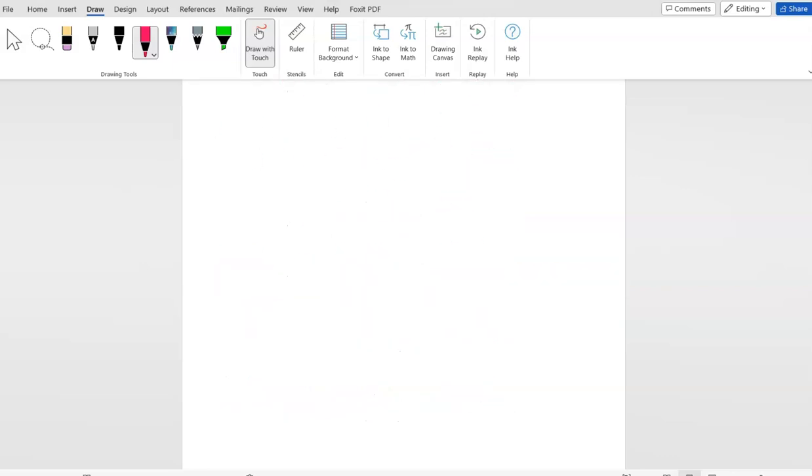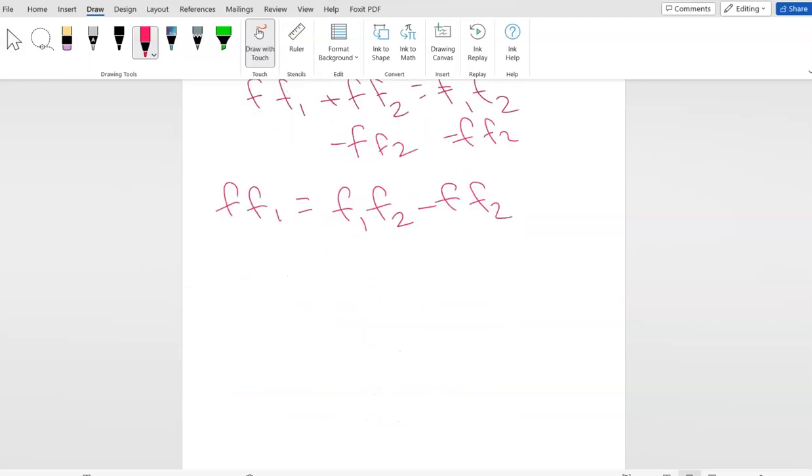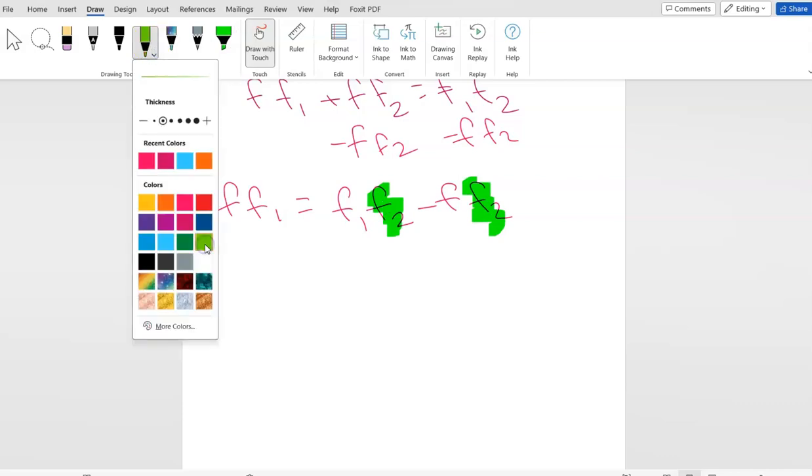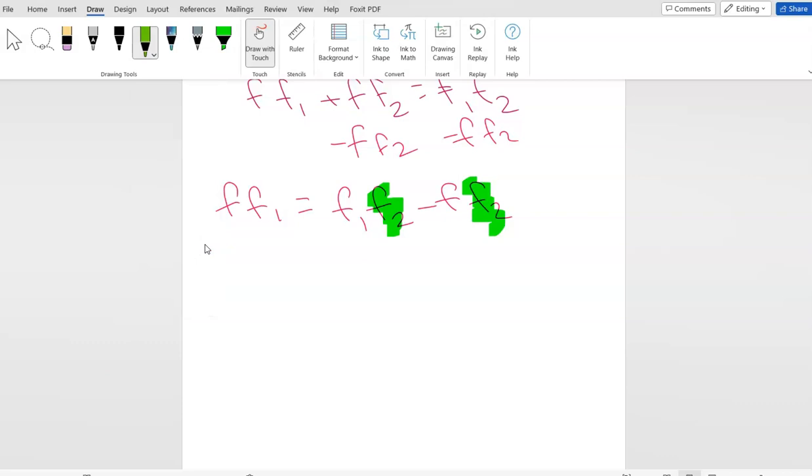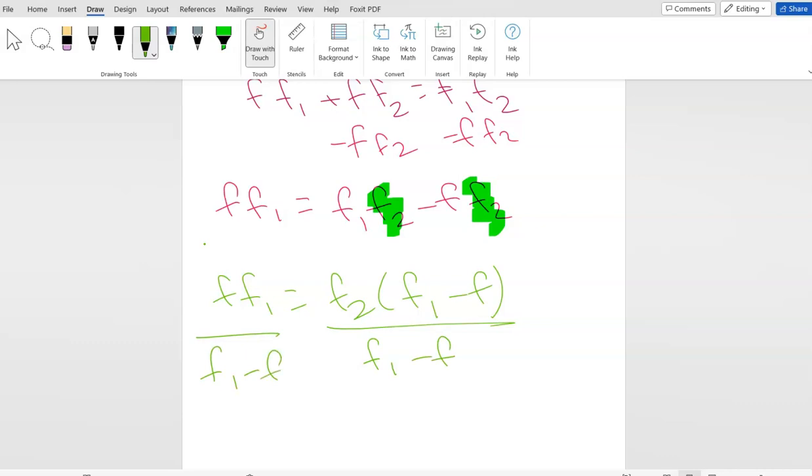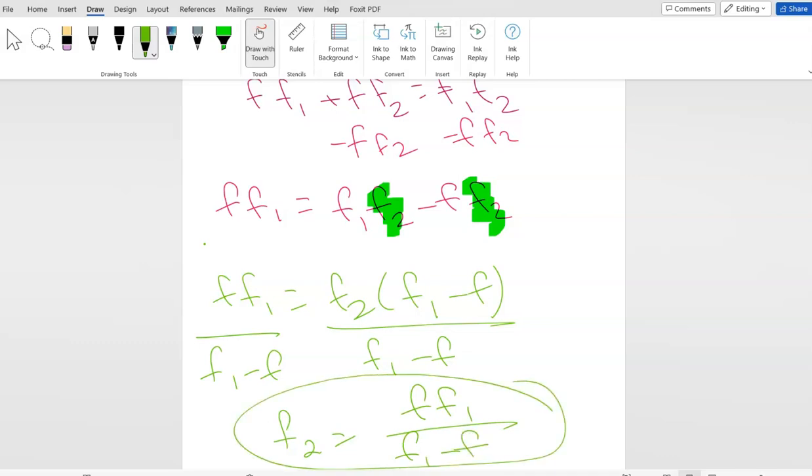Now what I can do at this point is, I'm trying to get just this term, so I'm going to factor it out. That's what I did: I'm trying to isolate it, but I'm isolating it through factoring. So over here, I'm going to pull out this f2, leaving me f1 minus 1. And then I can divide by this. So then f2 equals f1 over f1 minus 1. So this would be my rewritten equation.